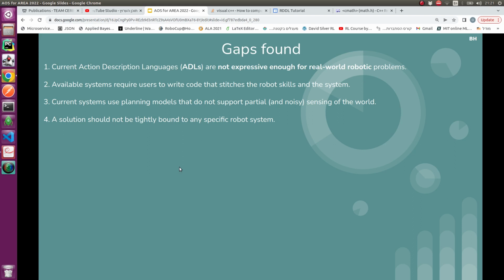So the gaps we found: we saw that current ADLs are not expressive enough for real world robotic problems, and available systems require significant integration effort. Also, most current systems don't support probabilistic planning, and all of them don't support partial and noisy sensing of the world. And also we think that a solution shouldn't be tightly bound to any specific robotic framework like ROS-Plan, which is very tightly bound to ROS.